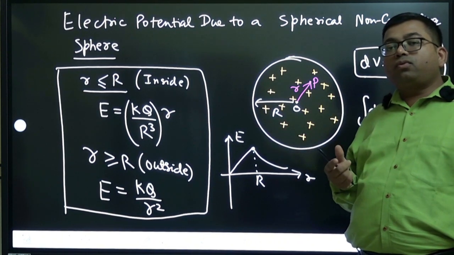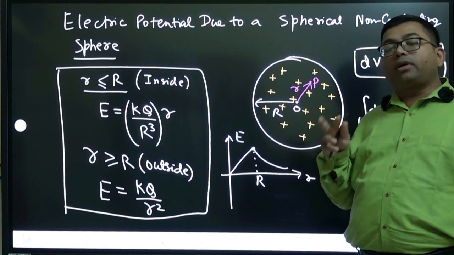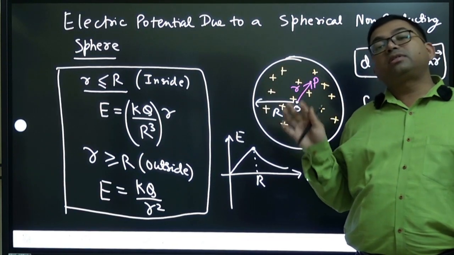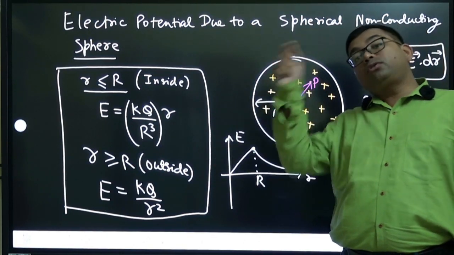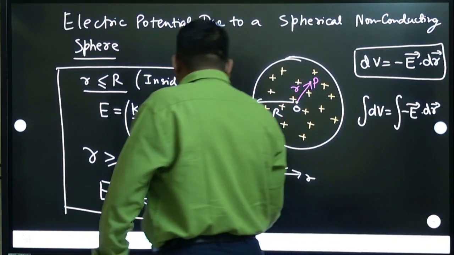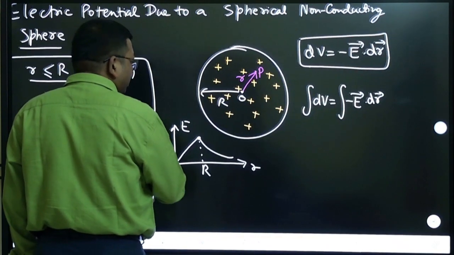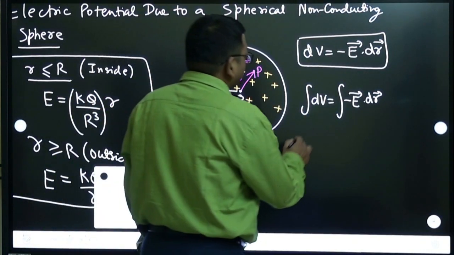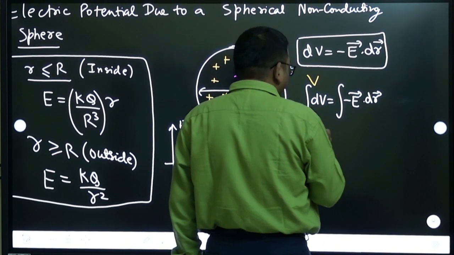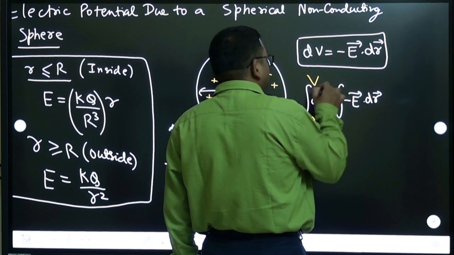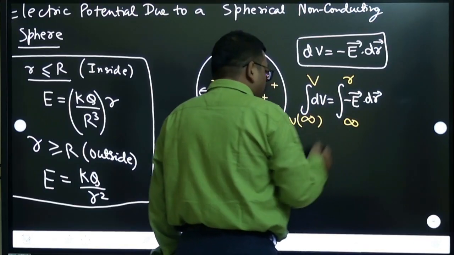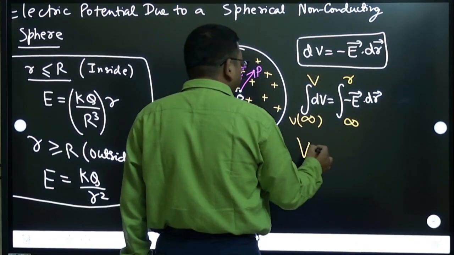If you want to go from one point to another, you can calculate the potential difference. But you know that the potential at infinity is 0. We assume potential at infinity is 0. So let us move from infinity to that point. This integration we are going to do from infinity to that point, where the potential is V, the potential at the inside point. So this is the final potential minus the potential at infinity.